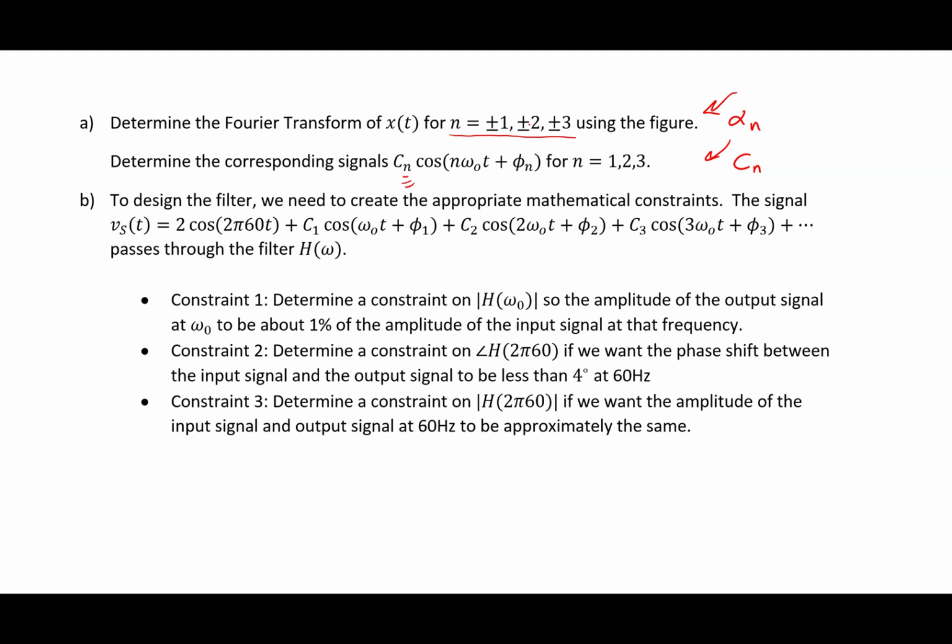So let's take a look real quick. Constraint number 1: determine a constraint on H, the magnitude of H of omega naught, so that the amplitude of the output signal at omega naught will be 1% of the amplitude of the input signal at that frequency. All right, so let's just see what that means, right? So what we said is the magnitude of the output is equal to the magnitude of the transfer function times the magnitude of the input.